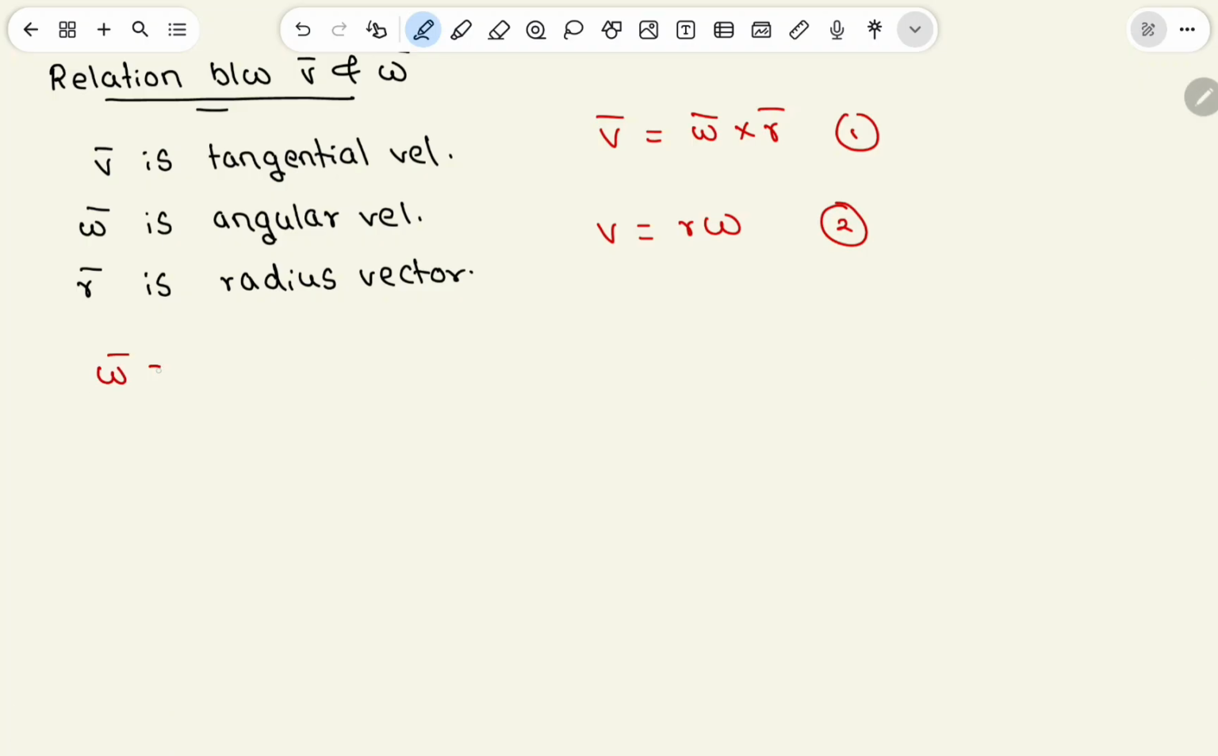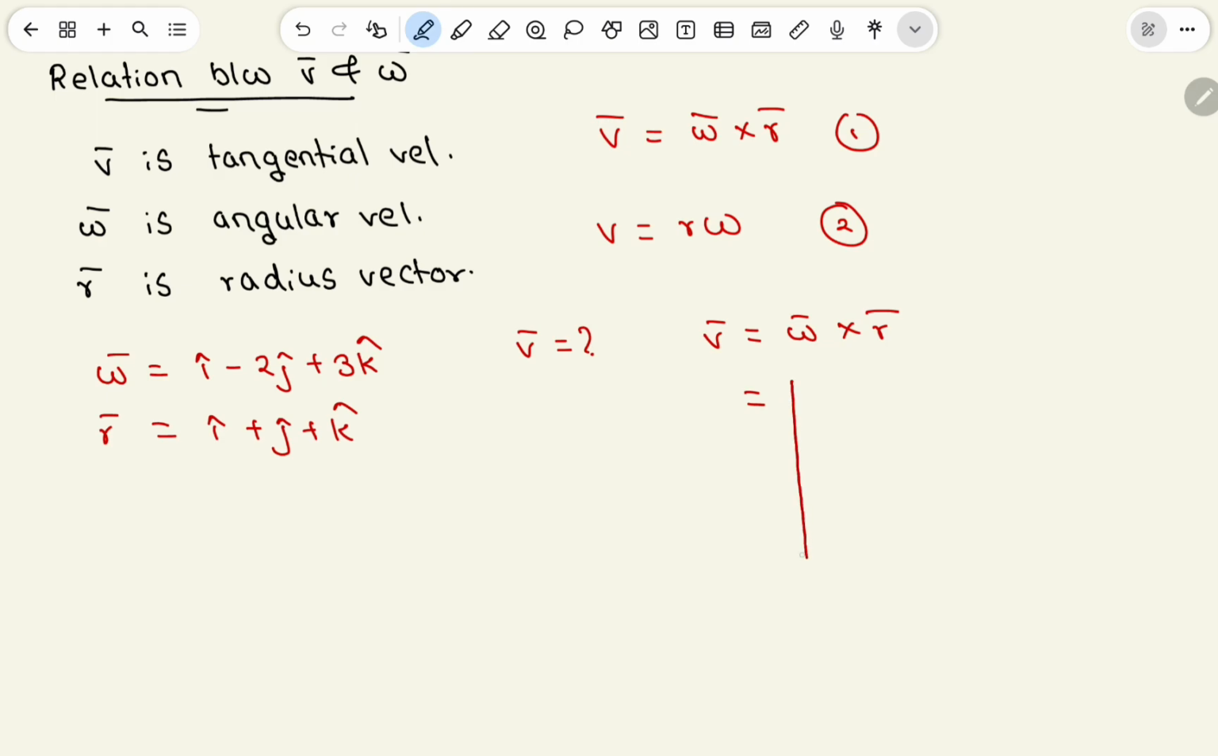Let's see one example. Let's say that the omega bar vector is given to be i cap minus 2j cap plus 3k cap. And the r bar vector is given to be i cap plus j cap plus k cap. And they've asked us to find out V bar. So we all know V bar is omega bar cross r bar. Then we'll have to solve the determinant over here.